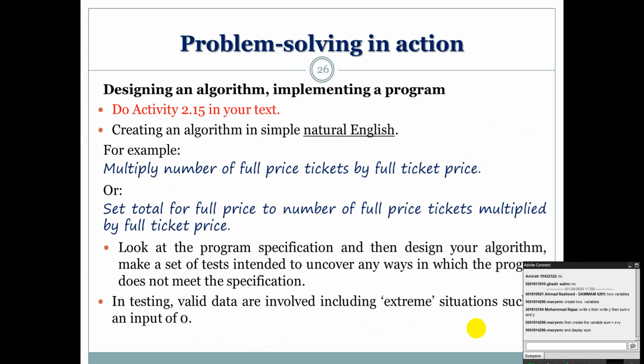For example, you multiply the number of full price tickets by the full ticket price, or set the total for full price to the number of full price tickets multiplied by the full ticket price. So there is a number of tickets and we know the price of a ticket, multiply them and set that as the price. That's what it means here. So we can break this process into steps. First we design the algorithm and we use that algorithm to implement the program, to write the program.